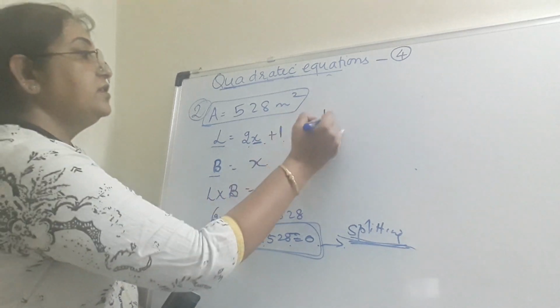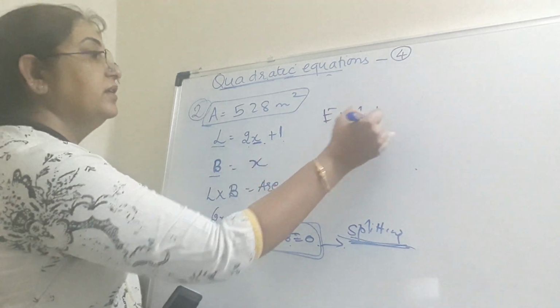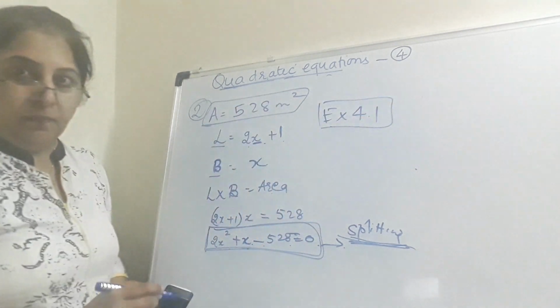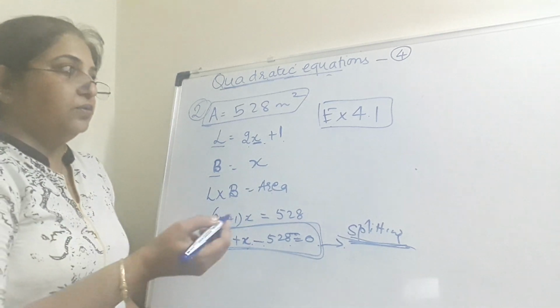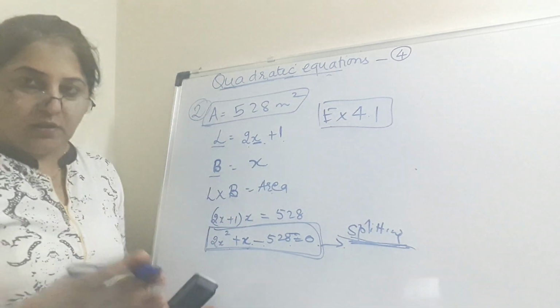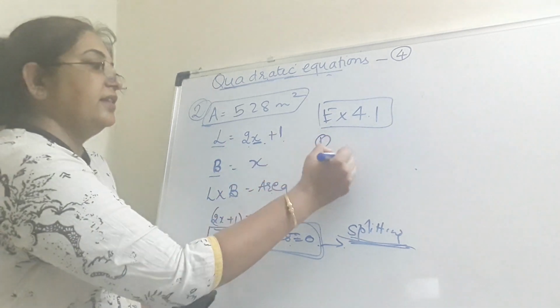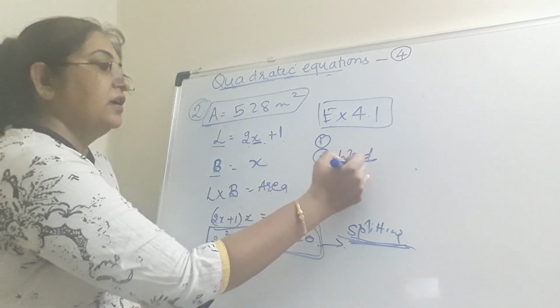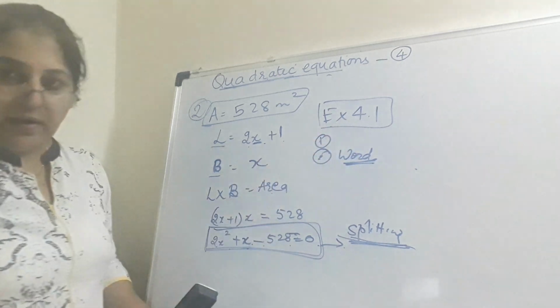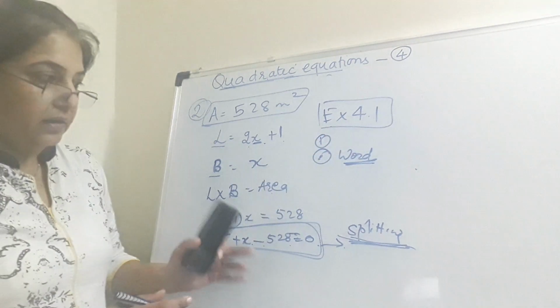So in exercise 4.1 you have two questions. In the first one they are asking you to convert the given equation into the quadratic equation form, and in the second question they have given you some word problems which you need to convert into the quadratic equation form and find the answers.